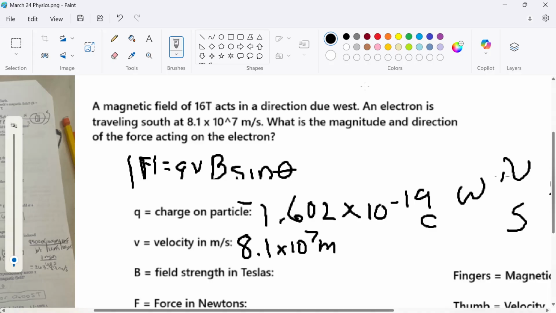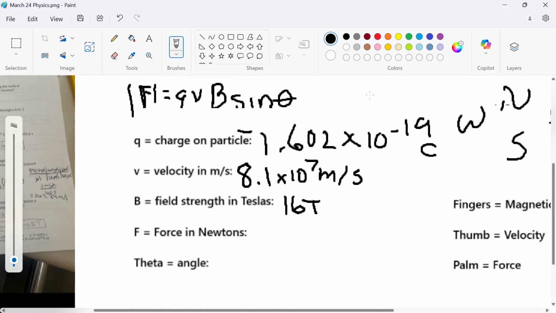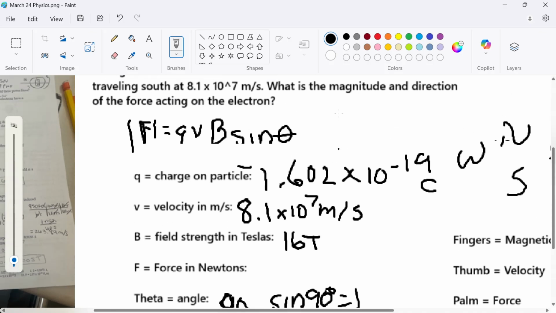meters per second. If that's not the right number, I can't really read it too well, but if the number is different, then put in a different number. B is the field strength. I'm saying that showed as 16 T. If it's a different number, put in a different number. I can't read it. Force in newtons, that's what it's asking for. Theta is the angle, which is 90 degrees. And sine of 90 degrees equals 1. So it wants the magnitude and direction.